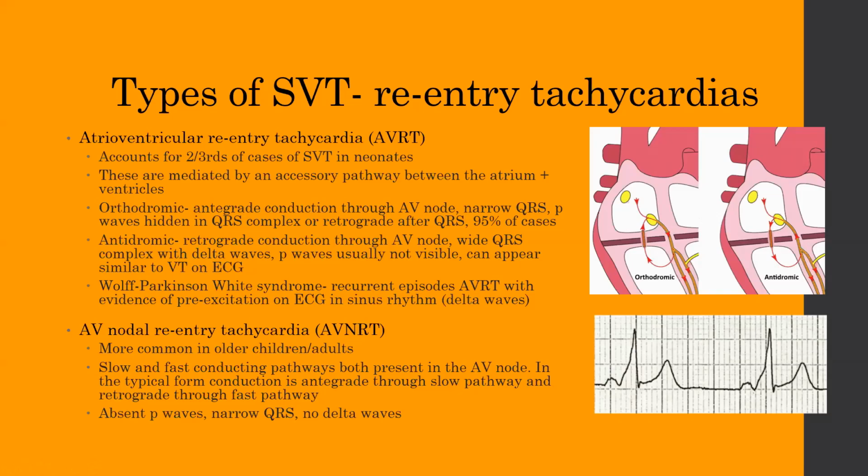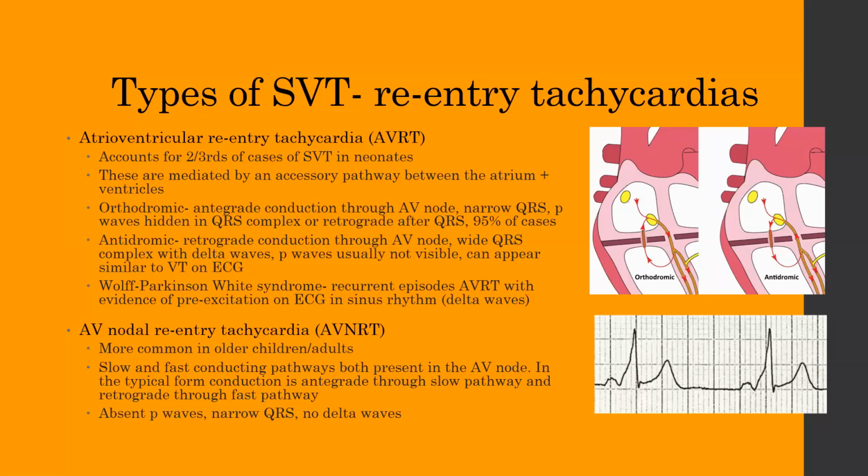You get a wide QRS because you're not going down your normal pathway through the bundle of His and up through the Purkinje fibers. You're going from another part of the heart where the accessory pathway is. That gives you a wider QRS. You normally can't see the P waves because they're hidden in a QRS, and that can look quite similar to VT. This one is much less common, and most of the babies we'll see will have the orthodromic one.